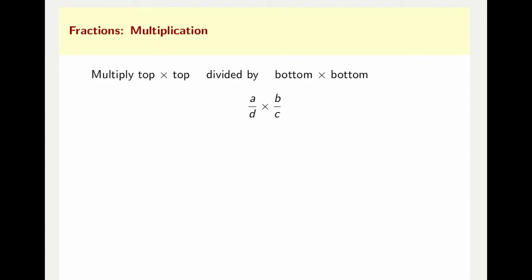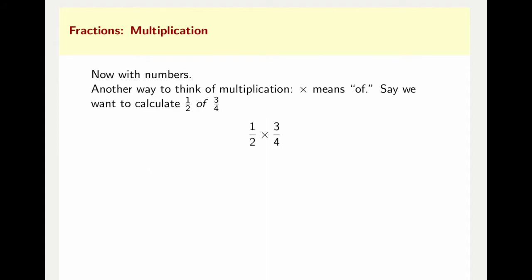Now let's talk about how to multiply and divide fractions. If you multiply fractions, you simply multiply top times top divided by bottom times bottom. So that means A over D times B over C simply equals A times B over C times D. So let's do it with numbers. Another way to think of this is that the times symbol means of.